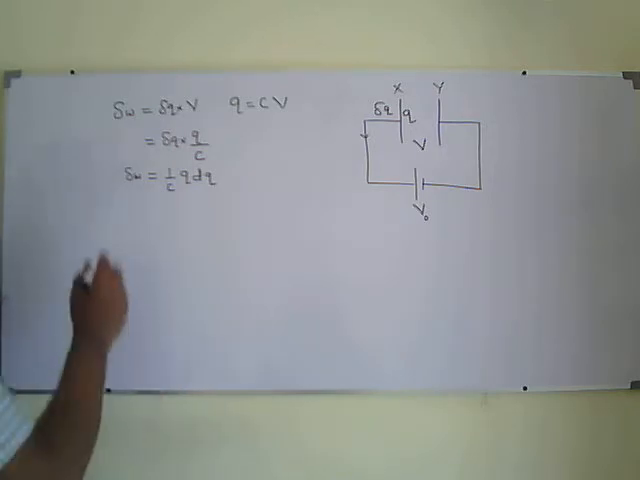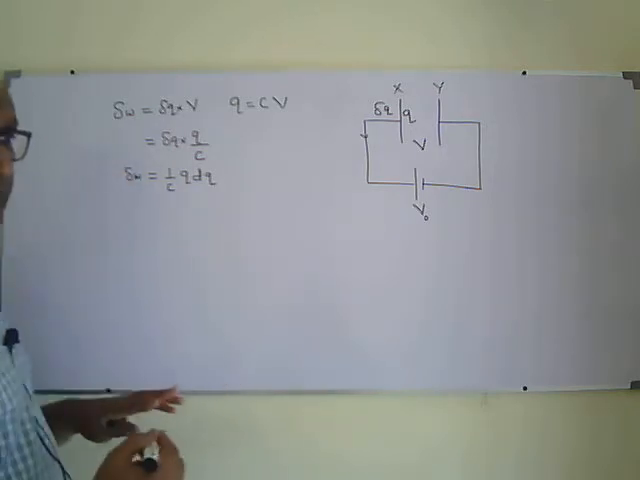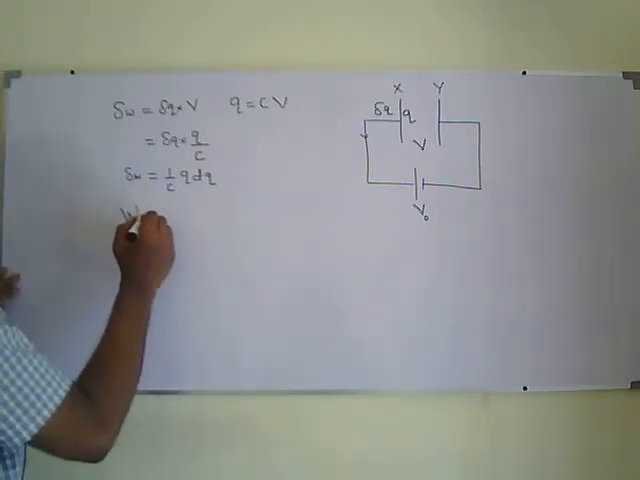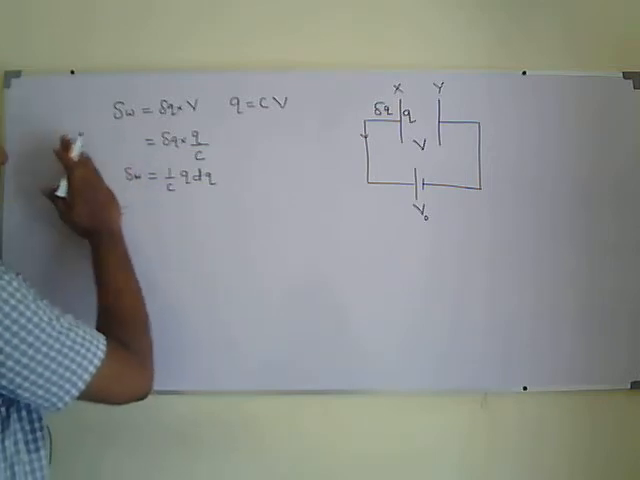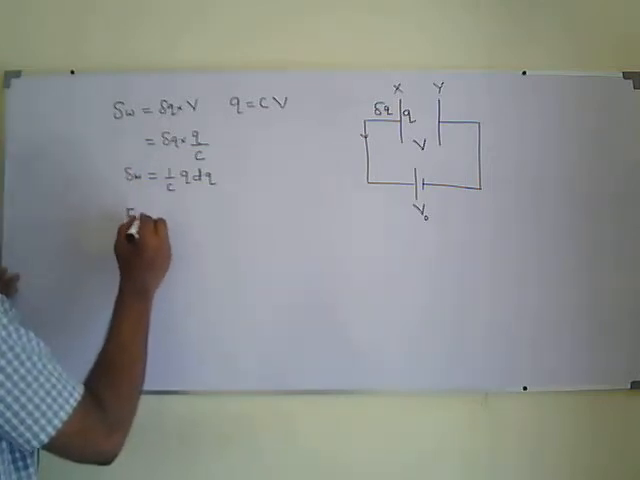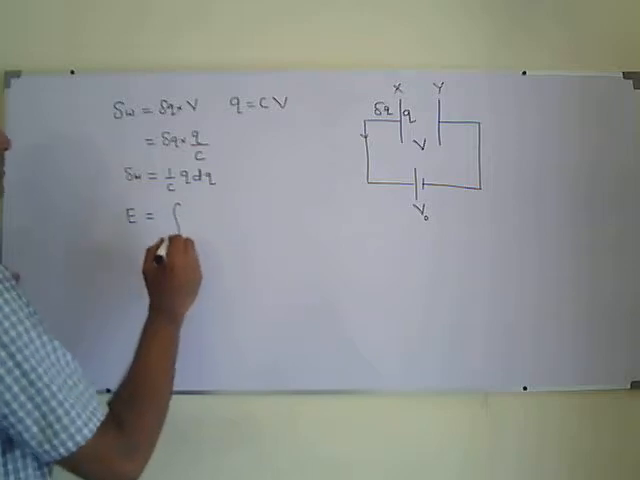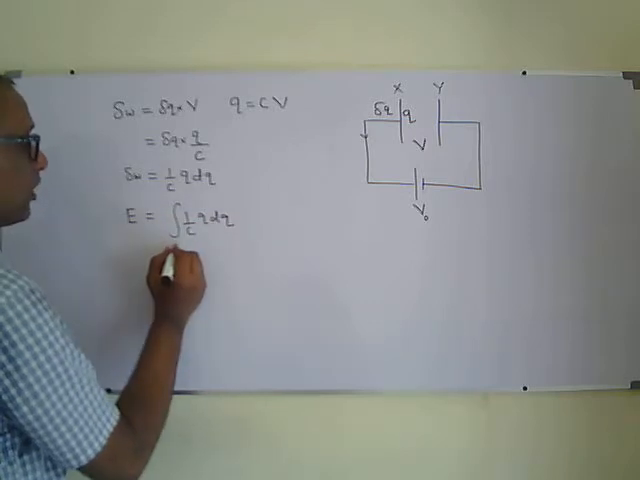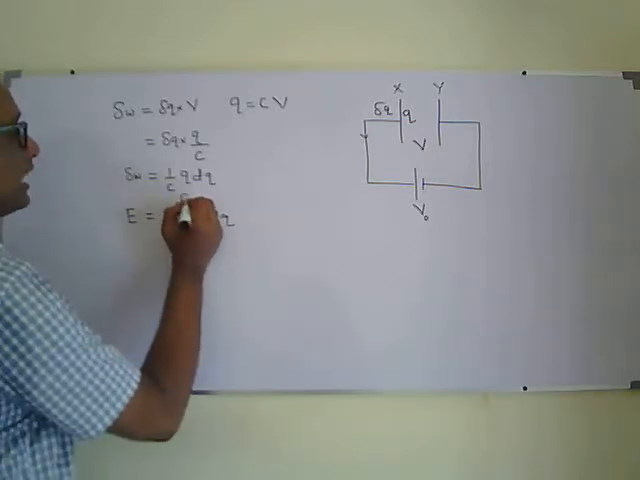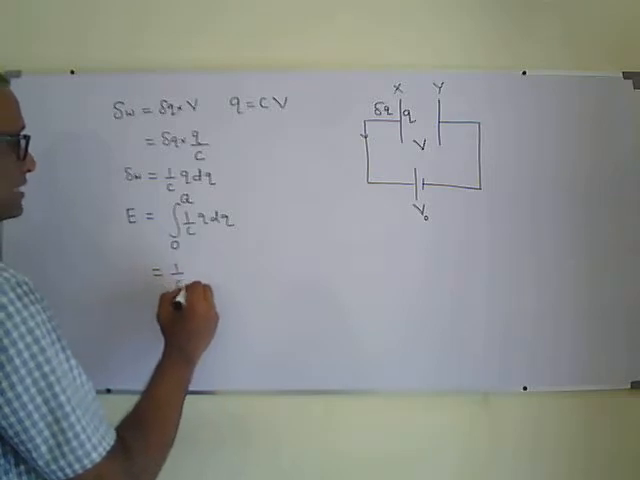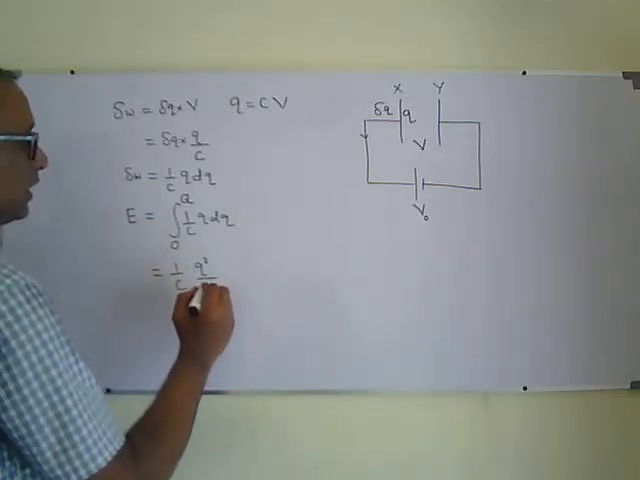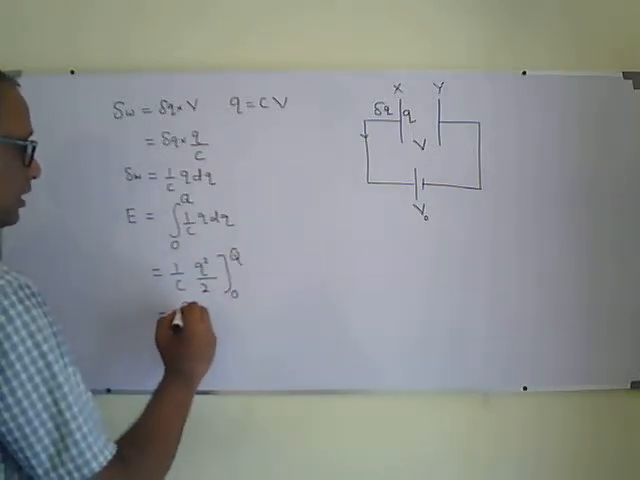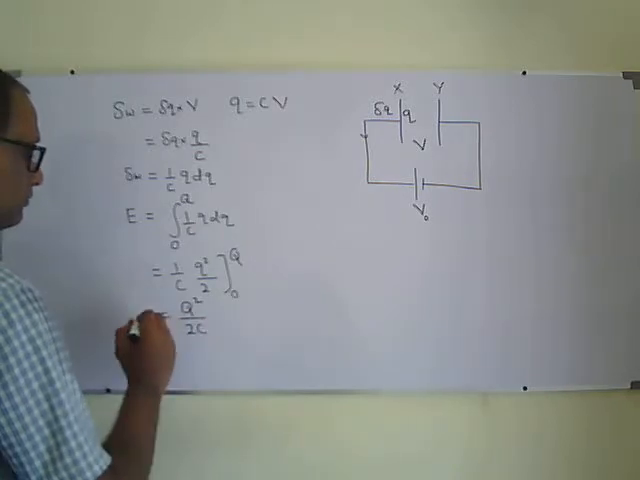The total work done is the summation. Work done is a scalar quantity, so the summation will become an integral. That total work done will be stored in the capacitor in the form of energy. So the energy stored in the capacitor is going to be the integral of 1 over C Q dQ. Initially, the charge of the capacitor was 0. Finally, the charge becomes Q. So that will be 1 over C times Q squared over 2, with limits 0 to Q. So it will become Q squared over 2C.